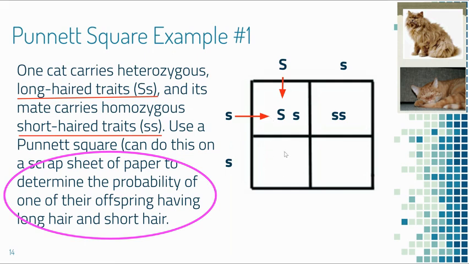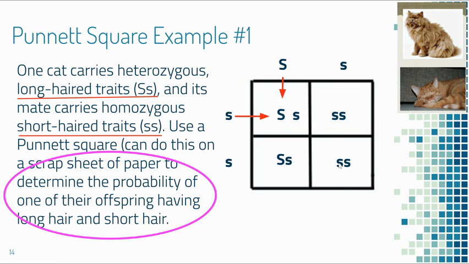Down in the bottom left, we're going to take this same capital S from the first parent and bring it all the way down to this small s here. We're going to bring it on over to get a heterozygous genotype. And finally, in that last box, we're going to take this very small s from the top and this very small s from the left to combine into this bottom right box of lowercase s, lowercase s.